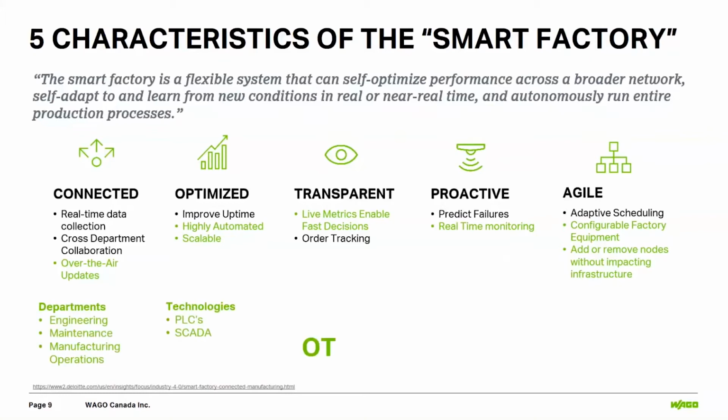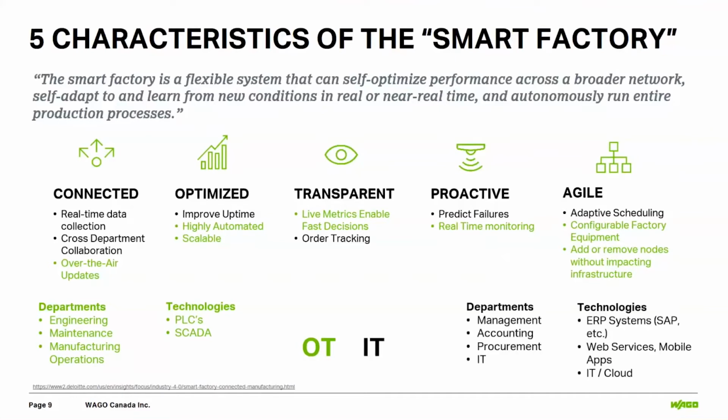So the items that we have highlighted in green, these are capabilities that are provided by the operations technology or OT side of the business. So traditionally, these are departments including engineering, maintenance, manufacturing operations. They're traditionally working with technologies like PLCs and SCADA. The items in black are the capabilities provided from the IT side of the business. So this includes departments like management, accounting, technologies like our ERP system. So when we talk about OT and IT convergence, this is being able to combine these capabilities to improve all aspects of the business.